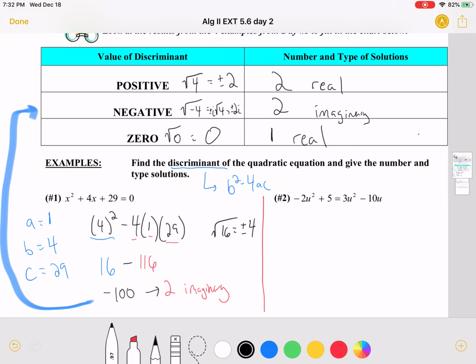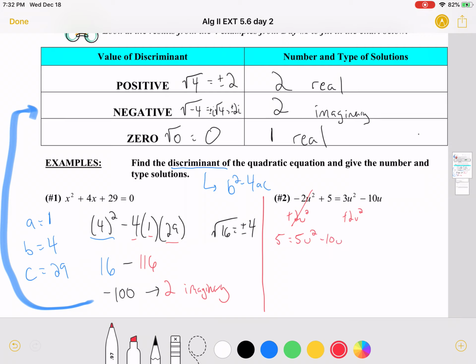Okay, my next example. I want to move all of my variables to one side. It doesn't technically matter which way you move your variables. I'm going to move them to the side that'll make my leading coefficient, my first number, positive. In other words, what will give me a positive amount of u squareds? If I add 2u squared to both sides, I'm going to get 5u squared, and that's easier to work with. So these cancel. Now we have 5 equals 5u squared minus 10u.